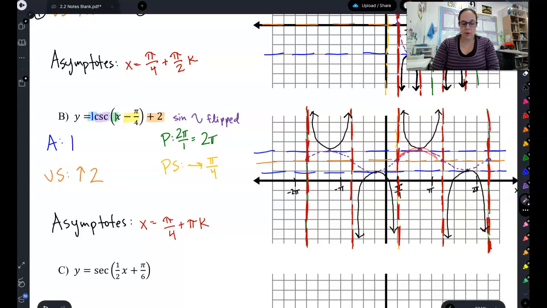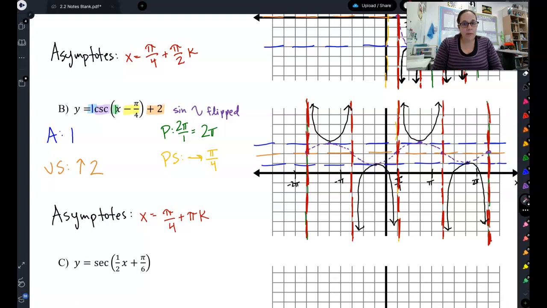And then I just take the parts in between my asymptotes and flip them directions. And then I did another wave over here, flipped, and that gave me my cosecant graph. Now my first asymptote's at pi fourths, and all the asymptotes are pi apart. So pi fourths plus pi k gives me my asymptotes.